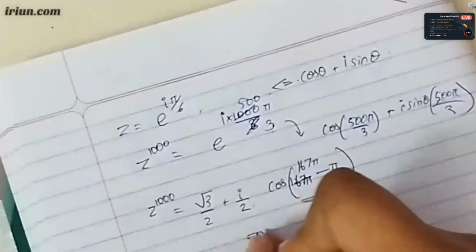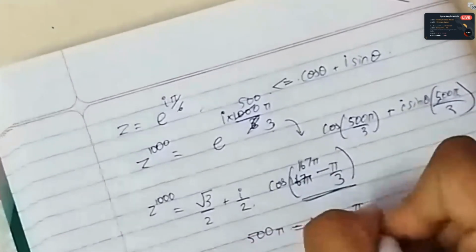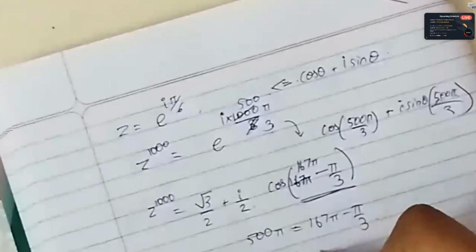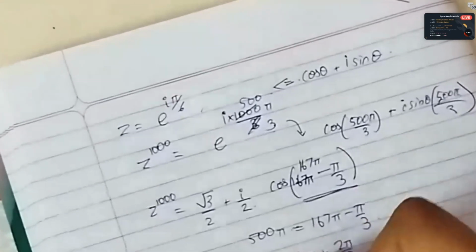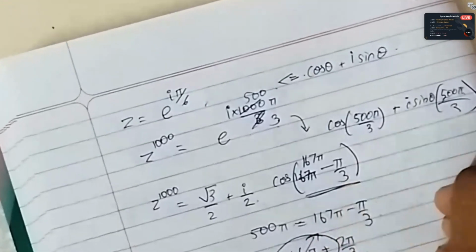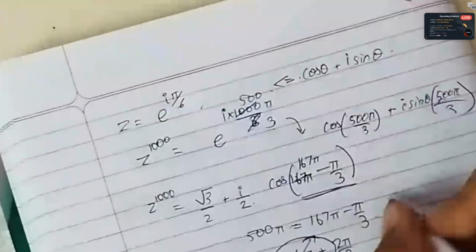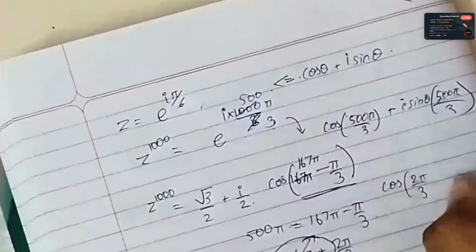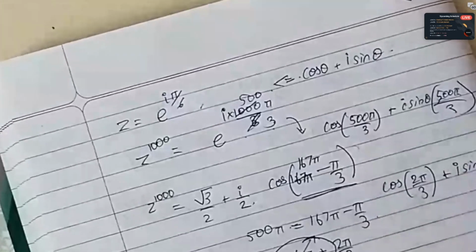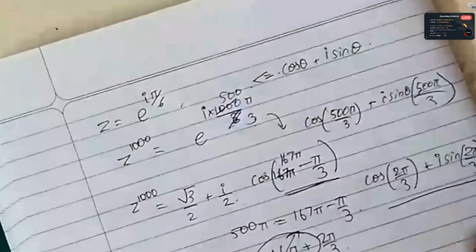500 pi by 3 is basically 167 pi minus pi by 3, or you can say 166 pi plus 2 pi by 3. Now the 166 pi goes to 0 because in cos and sine, after 2 pi the values repeat. So it's basically a trigonometric question now. So now it becomes cos 2 pi by 3 plus iota sine 2 pi by 3, and we can solve further with this one. If you know trigonometry, then this question becomes easier.